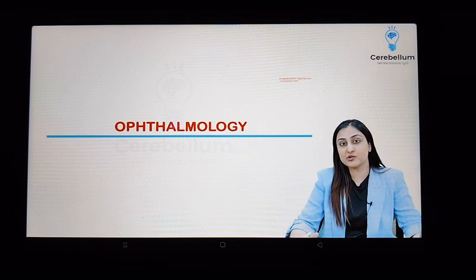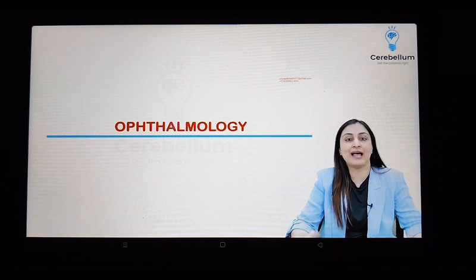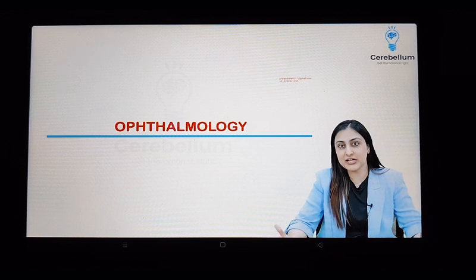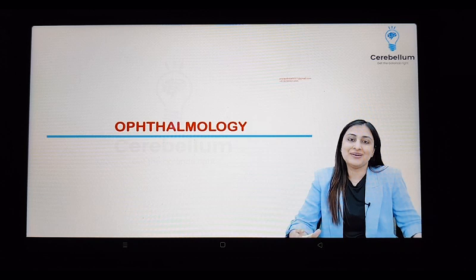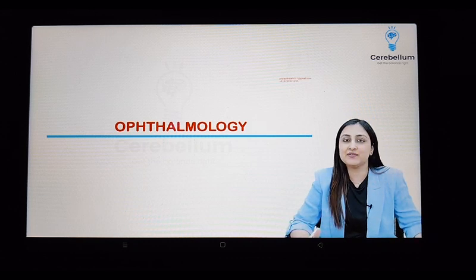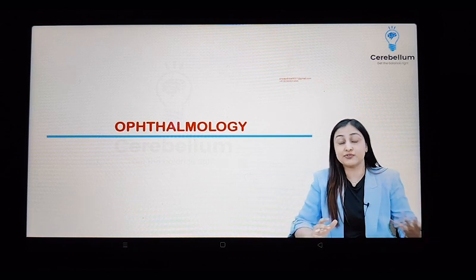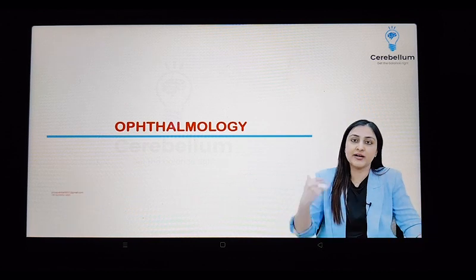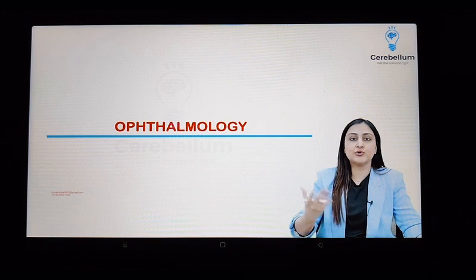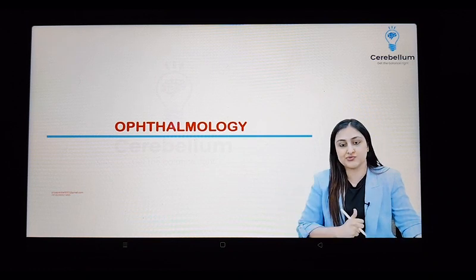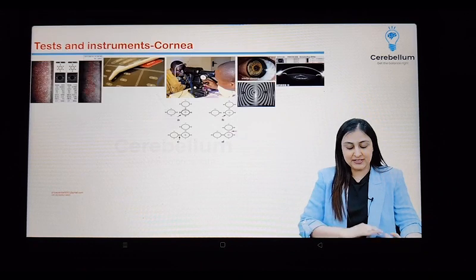So that is what I have tried to compile, most of the images that have been asked or have the potential to be asked. So that is what we're going to be doing. A very selective approach of the most important previous year topics is what we're going to be doing. In ophthalm, as always, you divide it into different compartments. So we'll start off with cornea, then we'll go on to the retina, we'll talk about neuro-ophthalm, conjunctiva, and so on and so forth. So let's begin with cornea.